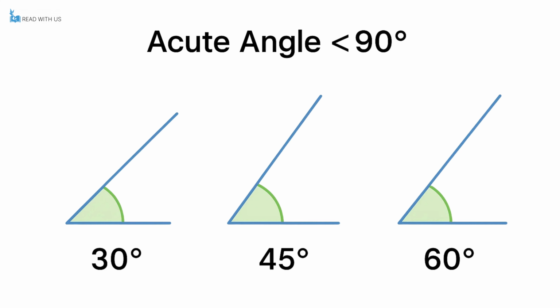Now let's look at the three types of angles. Acute angles are angles that are smaller than 90 degrees. They are sharp and narrow. For example, 30 degrees and 60 degrees are acute angles.